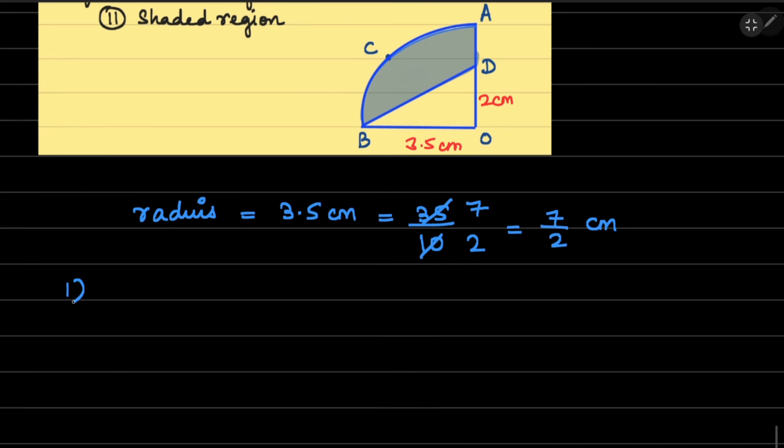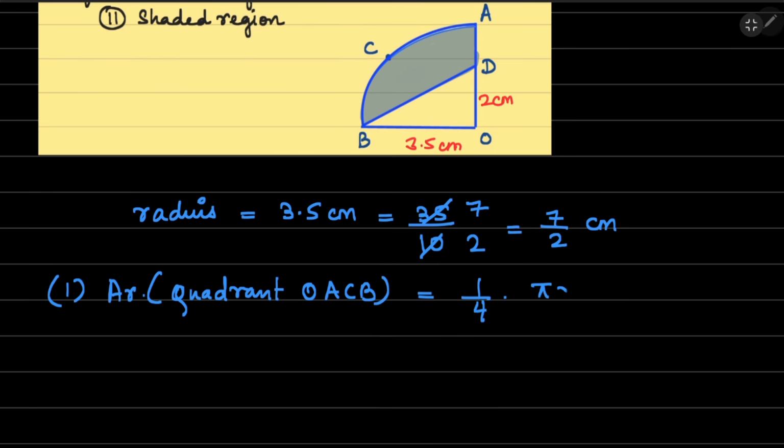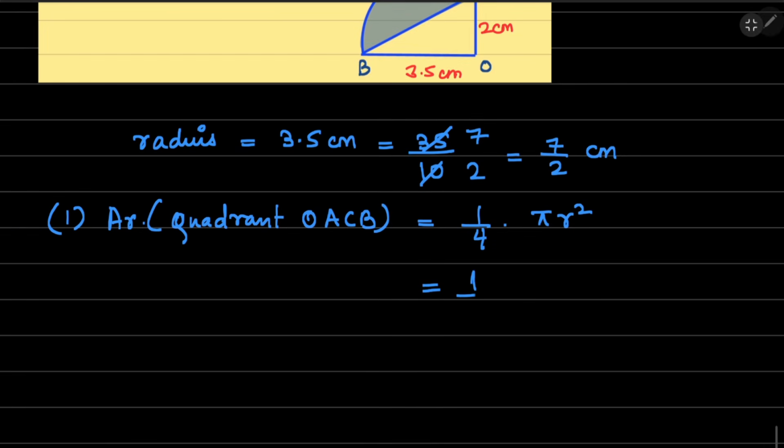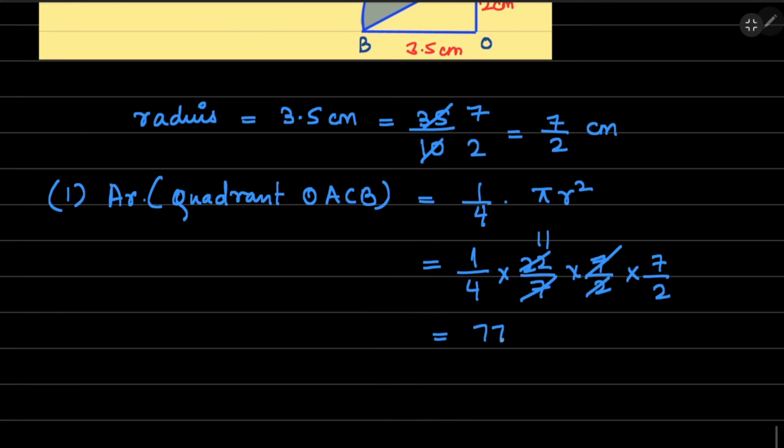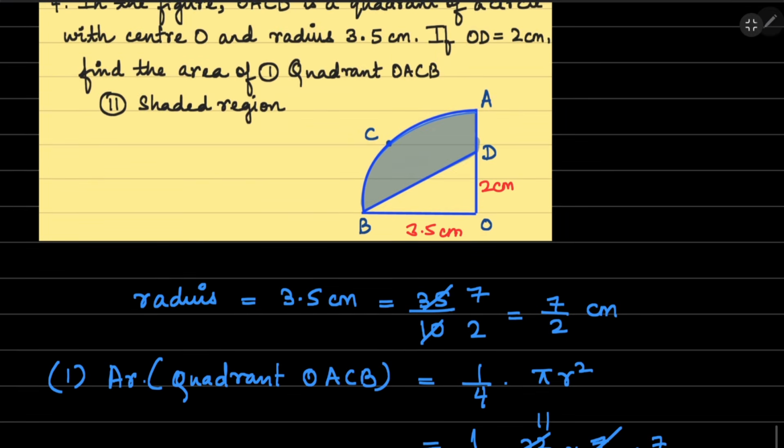Now the first question: what is the area of the quadrant OACB? It is just 1/4 of the area of the circle. So 1 by 4 into pi r square. Pi is 22 by 7, and r is 7 by 2 into 7 by 2, the whole square. Here 7 and 7 get cancelled, 2 into 11, so this is 77 by 8 centimeters square. This is the area of the quadrant.